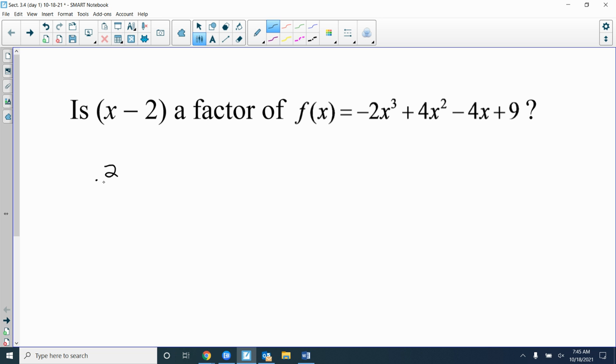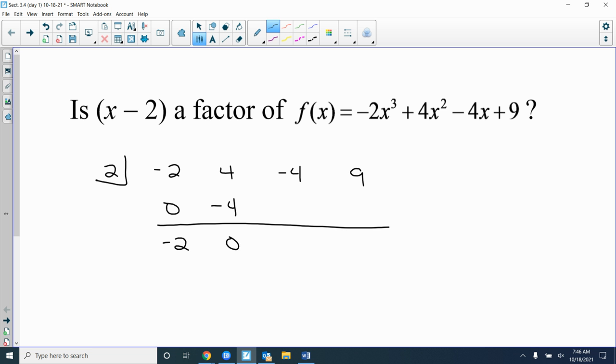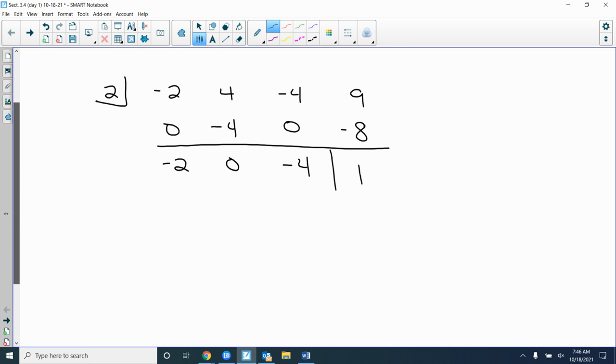If it's x minus 2, remember you put 2 in the box. Make sure we have all our terms: -2, 4, -4, 9, 0. And then we get -2, -4. That's 0 times 2 is 0. -4 times 2 is -8. I get a 1. All right, is that a factor? No, x minus 2 is not a factor.